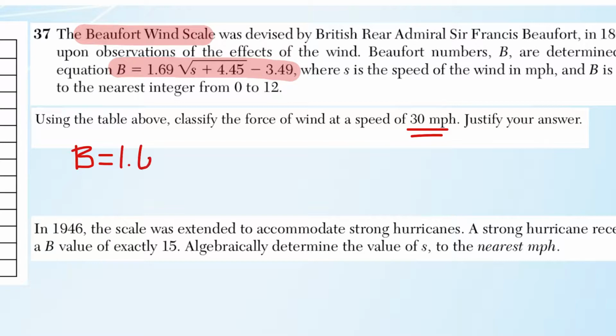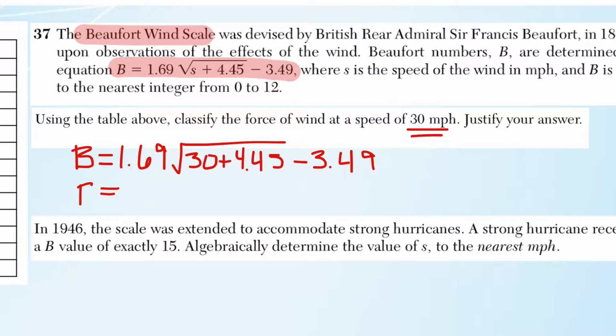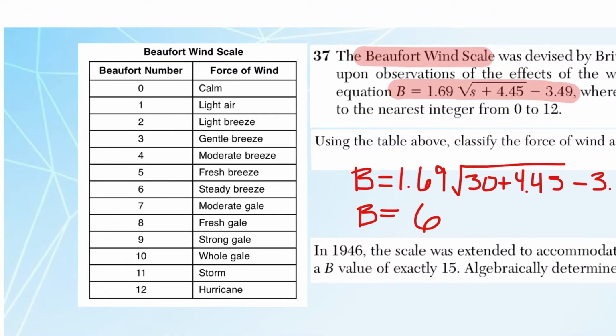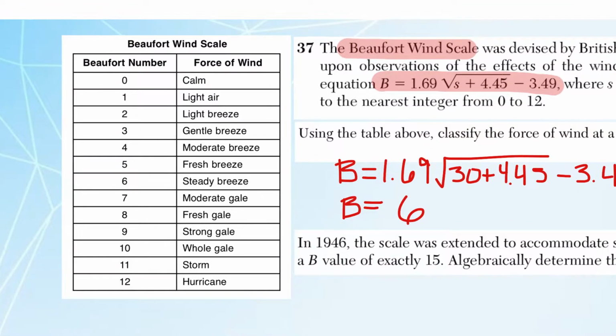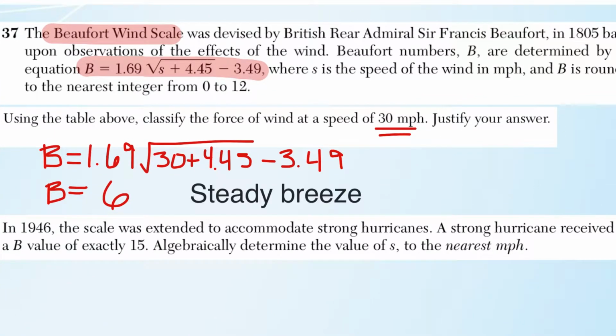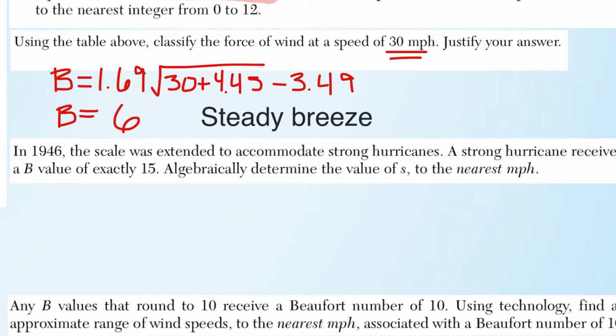So it's going to be 1.69 multiplied by the square root of 30 plus 4.45 minus 3.49. Working that out and rounding it to the nearest whole number, we get an answer of 6. So looking back at our table here, a Beaufort number of 6 represents a steady breeze. And as for justification, well, showing our work here is a good enough justification. Okay, moving on to the next problem.